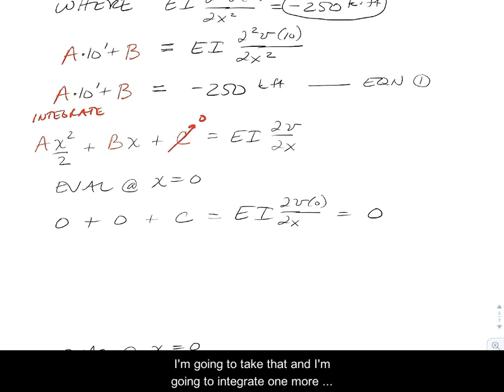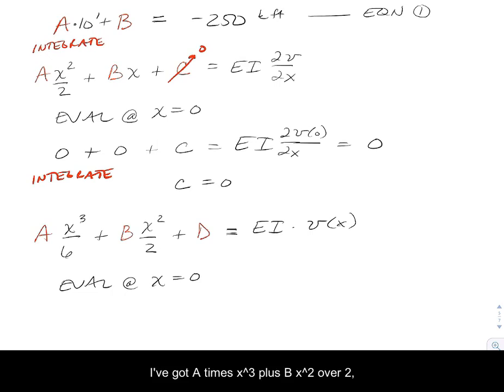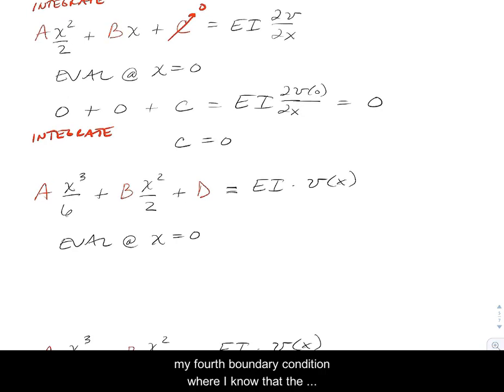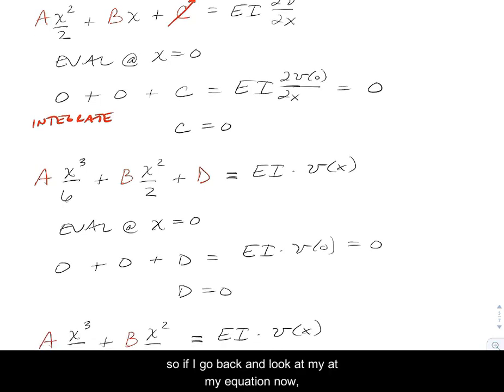So that goes away. I'm going to take that and integrate one more time, which is now finally going to get me to an equation for v. And there it is. I've got ax to the third plus bx squared over 2 plus d is equal to EI times v. I'm going to evaluate that with my fourth boundary condition. I know that the deflection at 0 is equal to 0. So if I just plug that in, I end up with d equals 0.